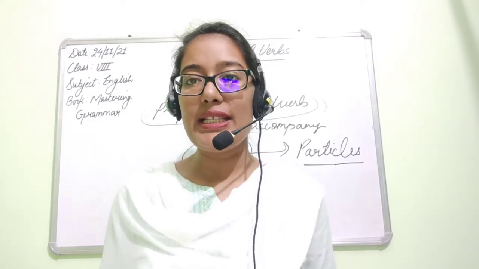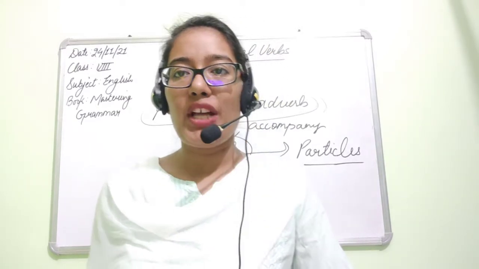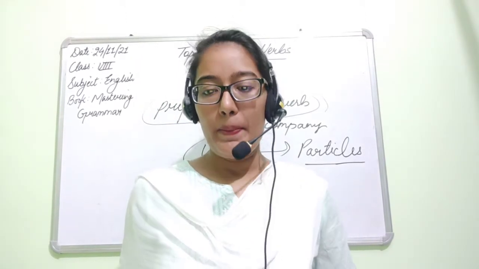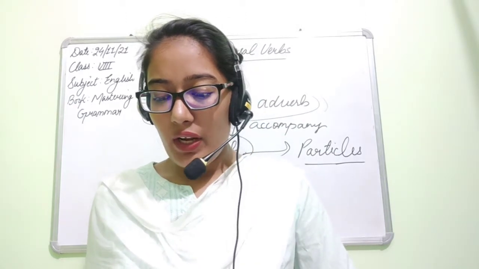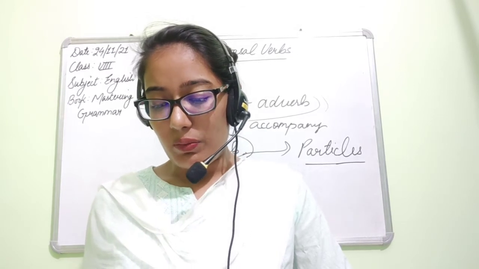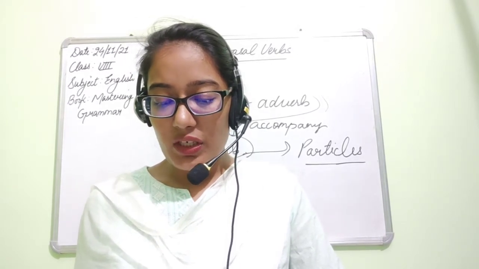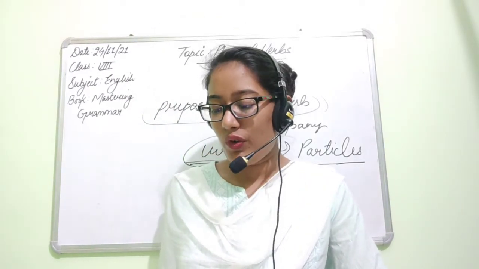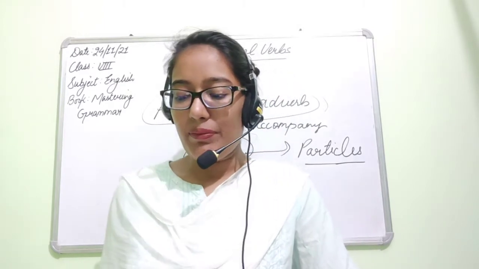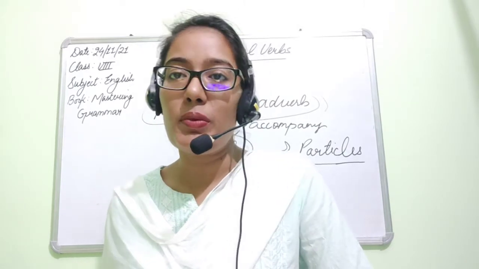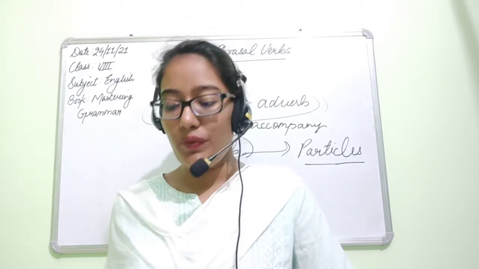Example, he made up with his old friend recently. Made up means he did a patch up. So up is here a particle. Now, when required, only the form of the verb can be changed in a phrasal verb. Now, what does this mean? Whenever it is needed, you can change the form of the verb in the phrasal verb. For example, break out can become broke out. Whenever required in a sentence, you are changing the form of the verb.